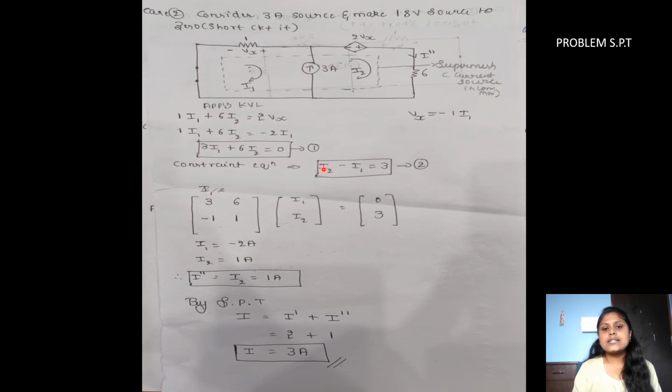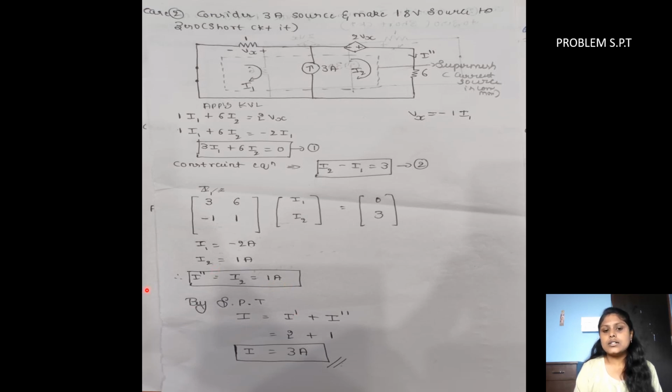We take it in matrix form: 3, 6 and minus 1, 1, with the unknown values I1 and I2, and the right side 0 and 3. When we simplify this matrix, we get I1 equal to minus 2 amps and I2 equal to 1 amp. So I double dash is equal to 1 amp. Why? Because we are finding the response I double dash, and I2 is the loop current, so I double dash is equal to I2, 1 amp.